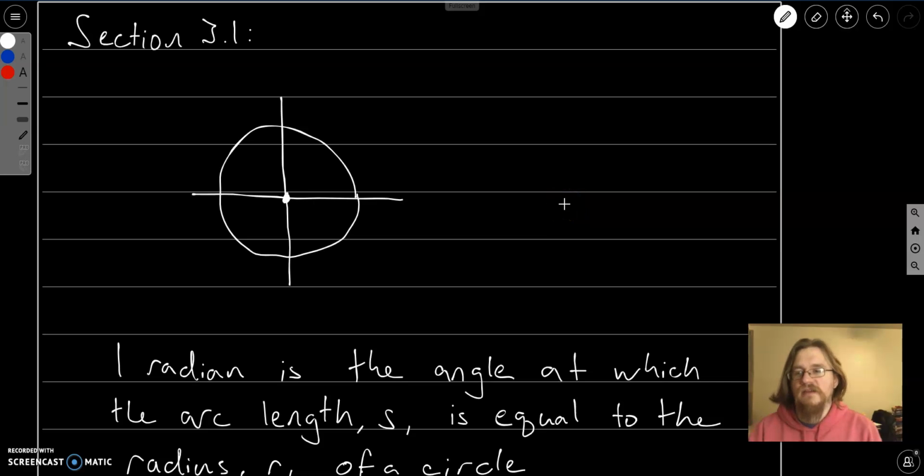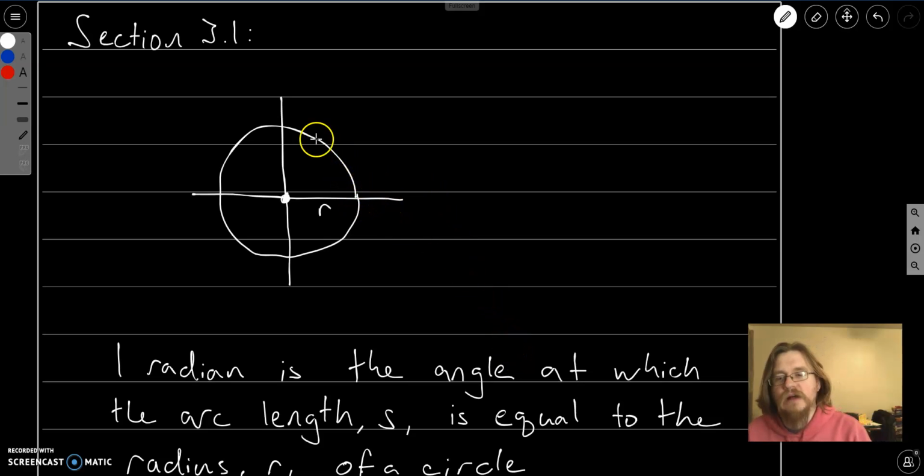Hello and welcome back. We will be moving on to section 3.1, which is all about radians. And to introduce radians, I want to look at this circle here. In the circle, I have the origin as the center point. So we will have a radius of r. And what I want to do is talk about arc length.